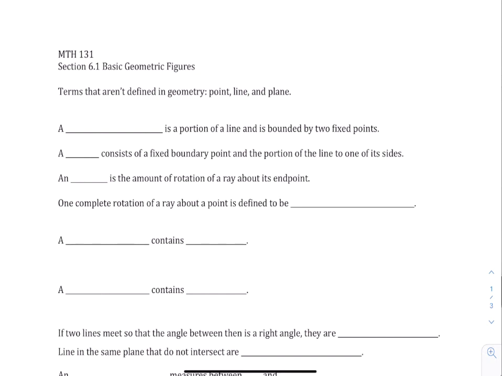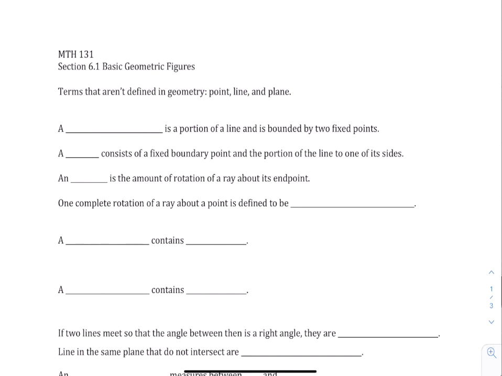Before we can start talking about how to calculate area, perimeter, and volume for geometric figures, we want to quickly define a few of the terms that we have in geometry. Now, there are three terms that we don't really define: a point, a line, and a plane. So a point is just going to be a single place somewhere in a coordinate plane, but it's not going to have a formal definition.